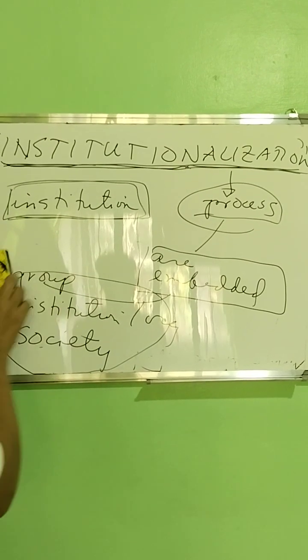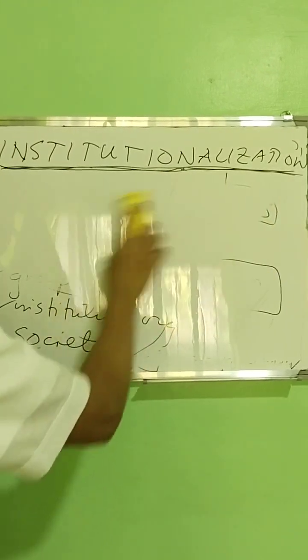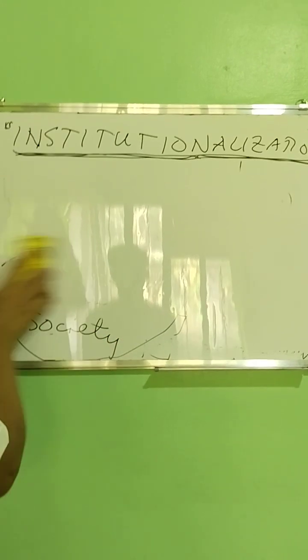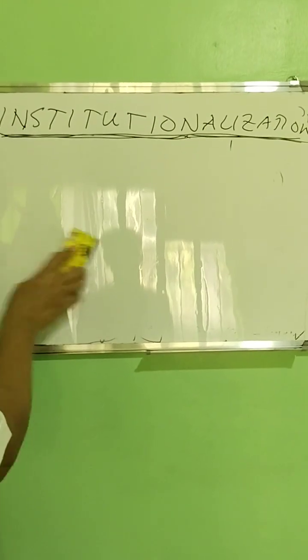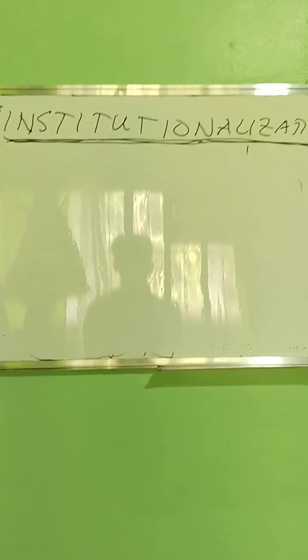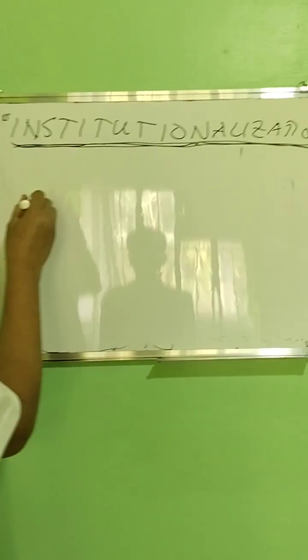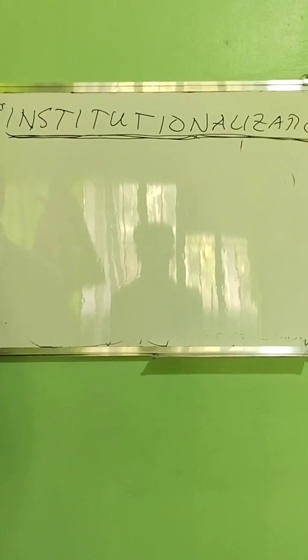So you understand what we mean by institutionalization. Institutionalization, again, is a process by which norms, values, beliefs, social roles, and certain patterns of behavior are embedded collectively within a group, within an organization, or within a society.